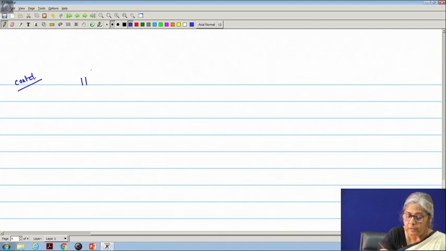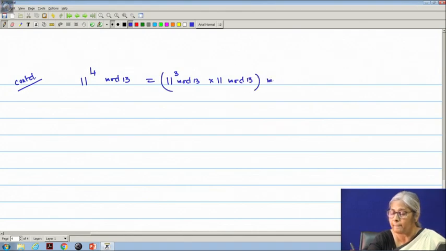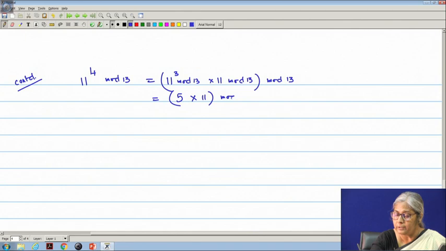11 to the power 4 modulo 13, that we can write as 11 cube modulo 13 into 11 modulo 13. And for 11 cube we got 5, so 5 into 11 modulo 13, and 55 modulo 13. So, that is 3.